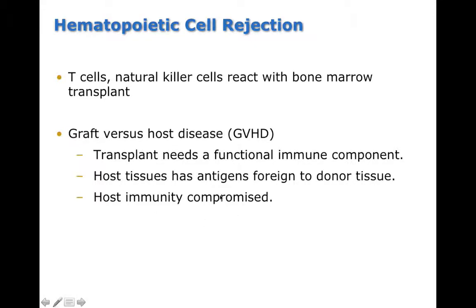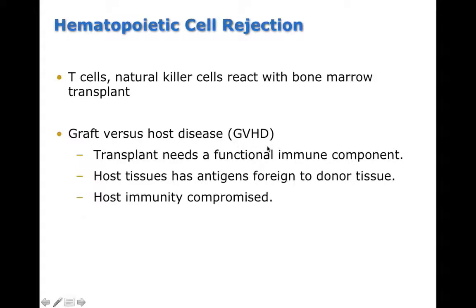So the host immunity can be compromised as a result. Essentially, what's happening here is that individuals can begin to produce new immune cells that are foreign, not of their own body, and they can start to attack the host cells and vice versa. Your own immune cells that may still be existent there can begin to attack the new bone marrow that was transplanted. That's called graft versus host disease.